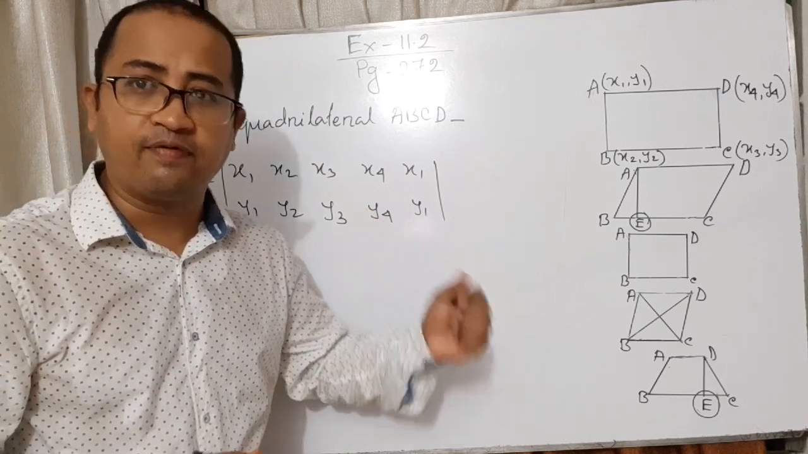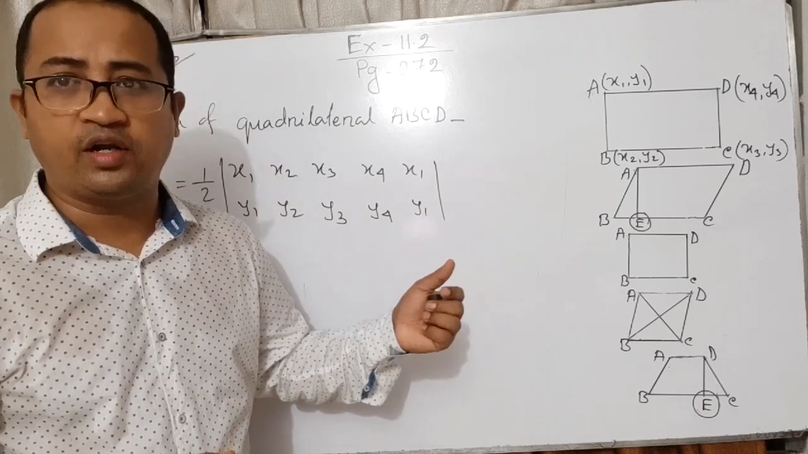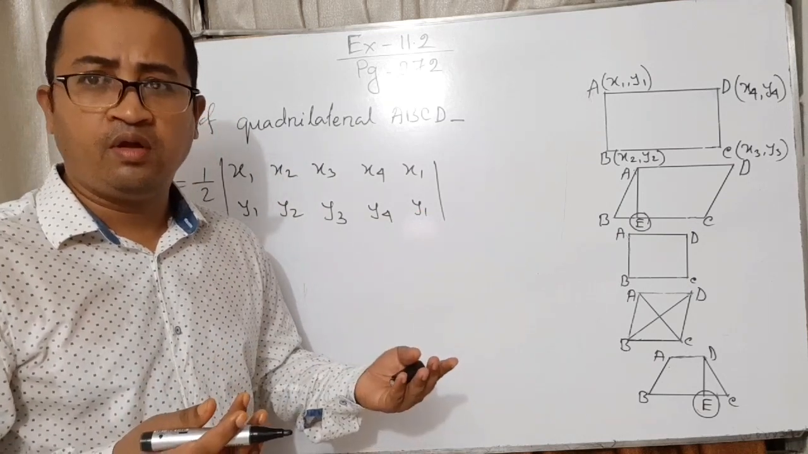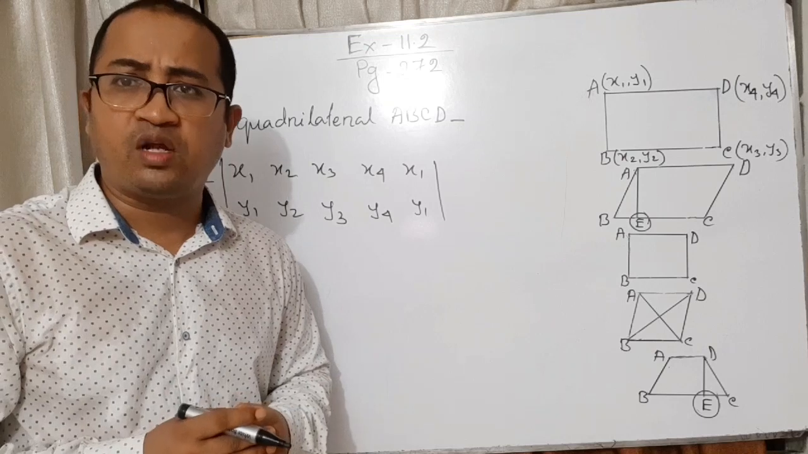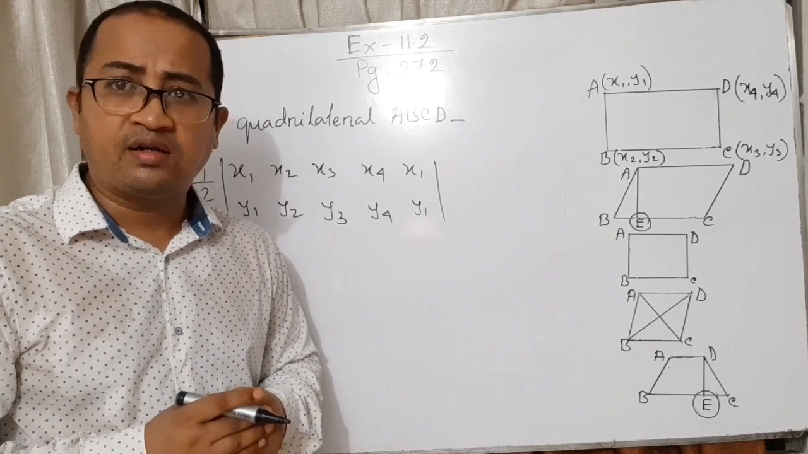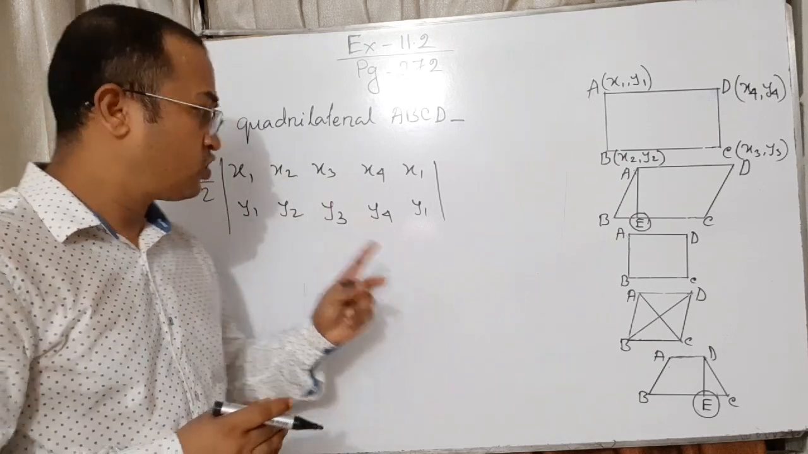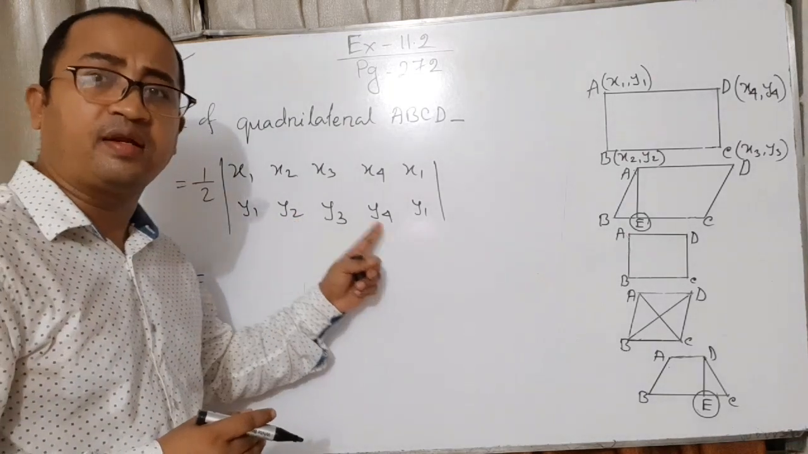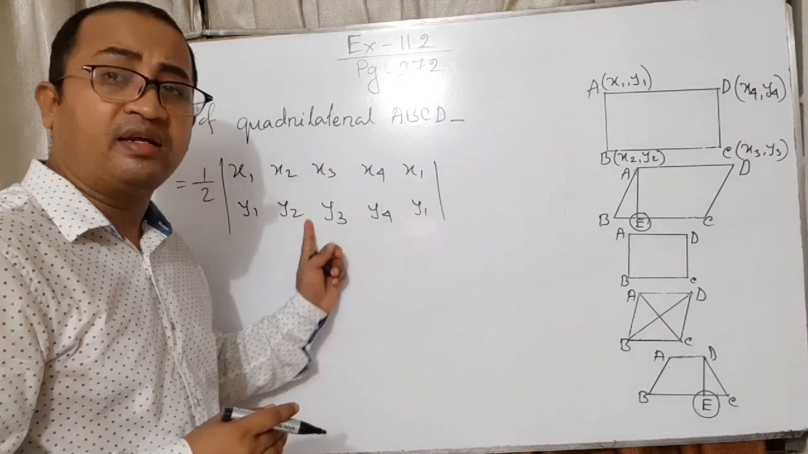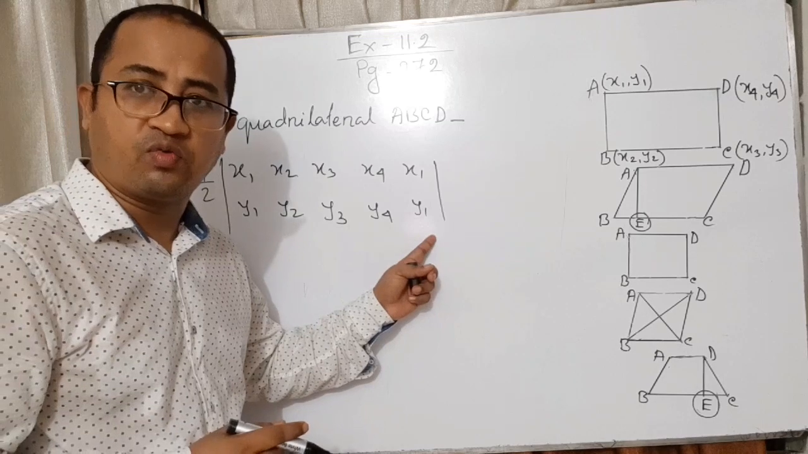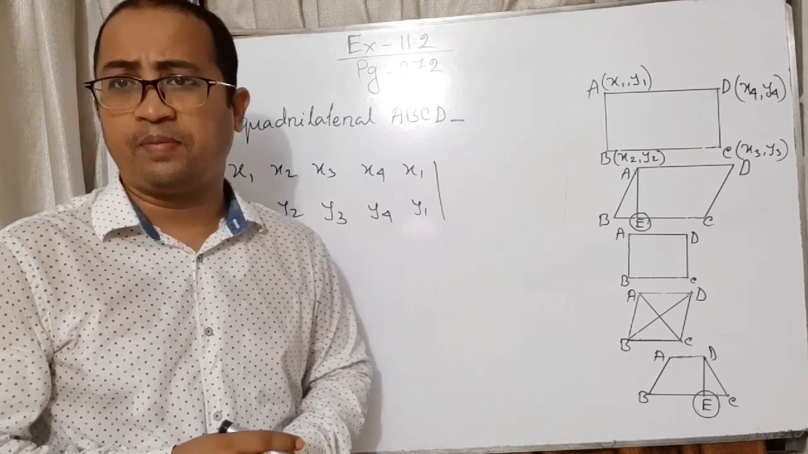If you remember the formula for a triangle, you can use it for both triangle and quadrilateral. What is the difference between these two formulas? For a triangle there are three vertices and the repeated one, and for a quadrilateral there are four vertices and the repeated one. This is the difference.